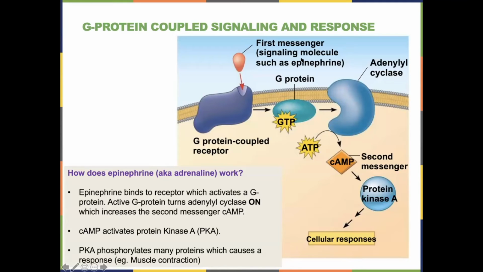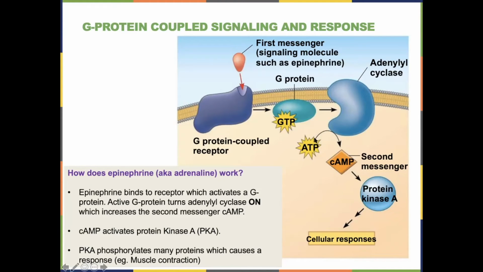Now, one note here, signaling molecules are also sometimes known as first messengers. So once again, once the message is bound to the receptor, it activates the G protein, which binds GTP. There are many different G proteins in cells that can do different things. This particular one goes on to activate this enzyme called adenylyl cyclase.